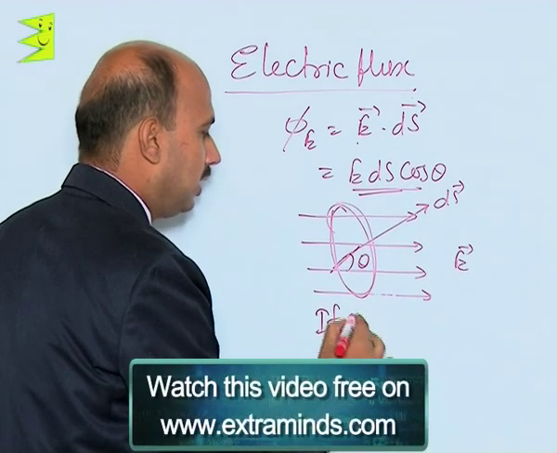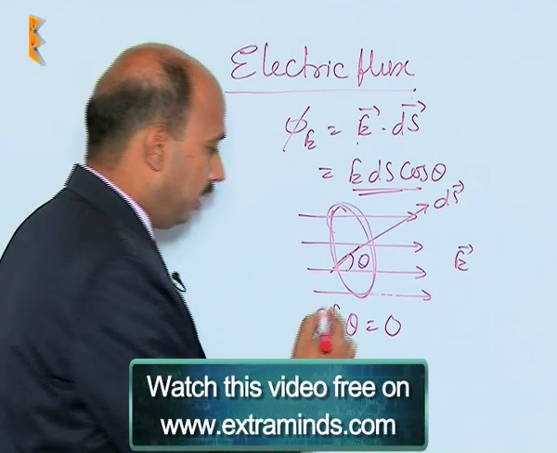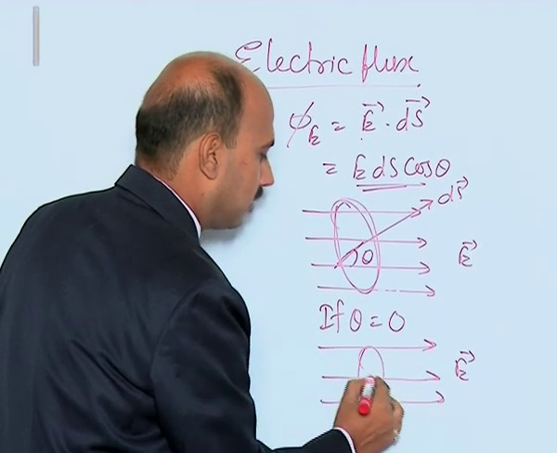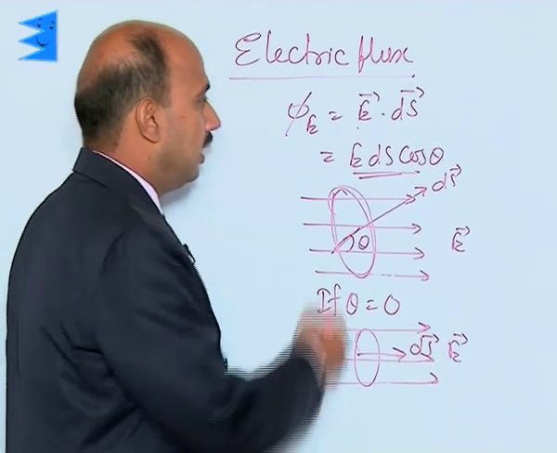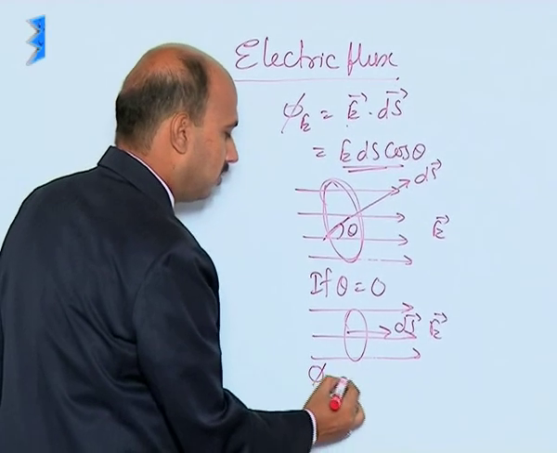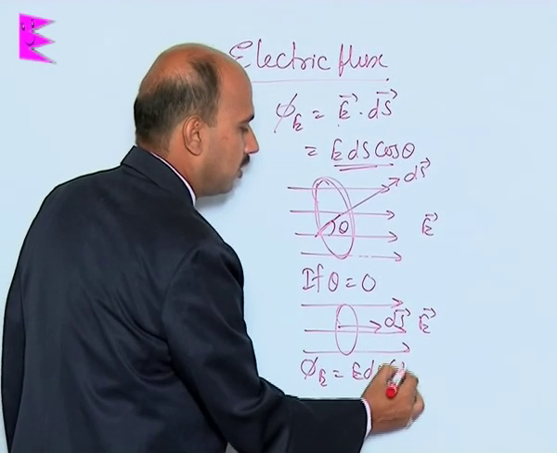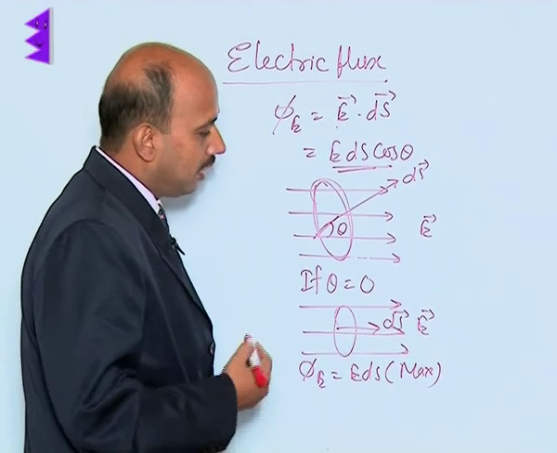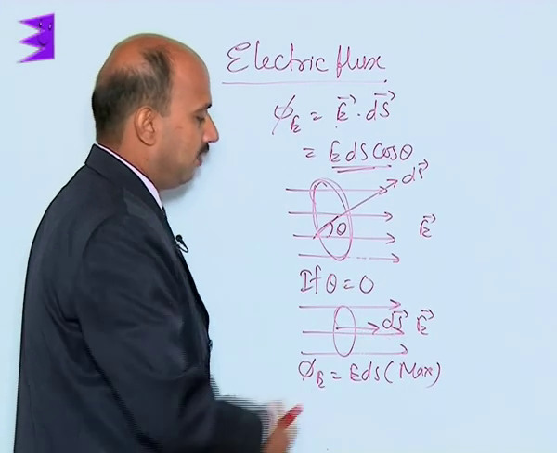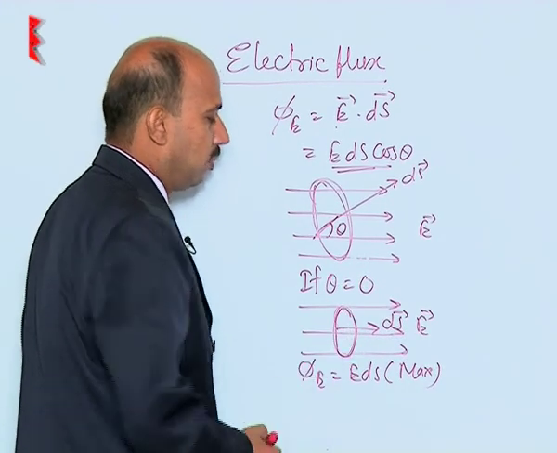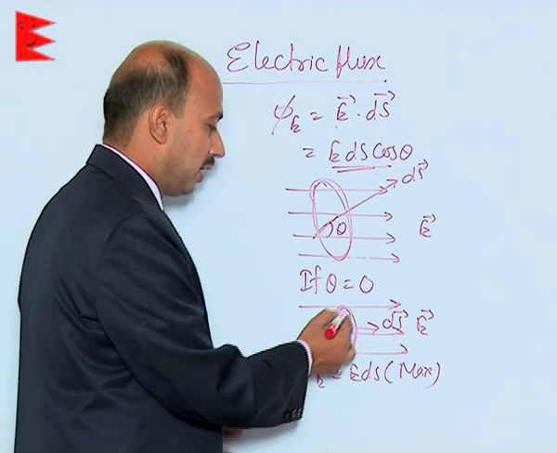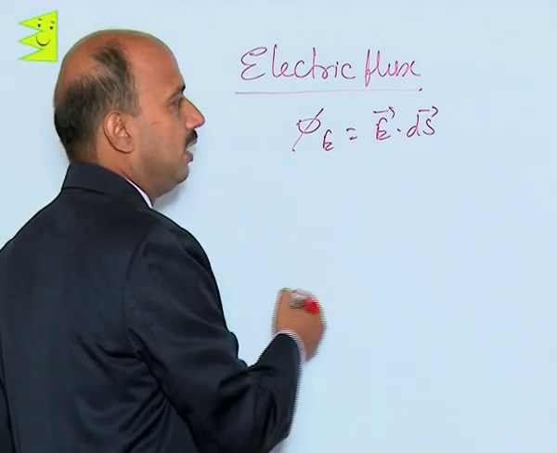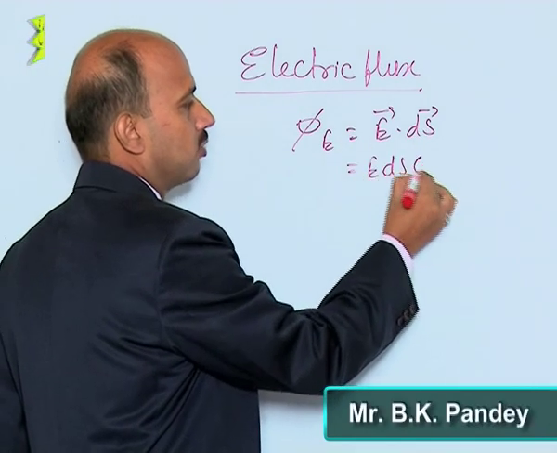If theta is equal to 0 degrees, it means the electric field intensity is like this and the area vector is also here. Then the flux is equal to E dS, which is maximum. So theta is equal to 0 means the angle between the area vector and electric field is 0, then the flux through this is maximum, meaning the maximum number of lines pass through this area. So the flux is vector E dot dS, which can be written as E dS cos theta.